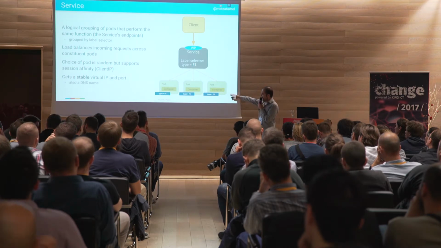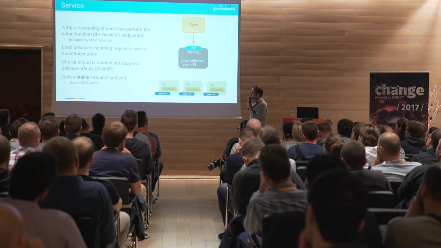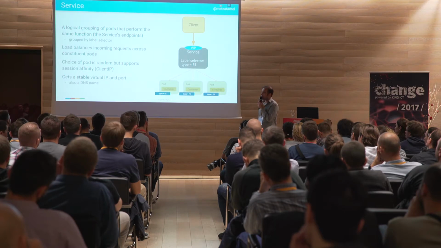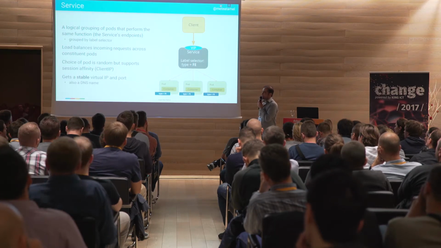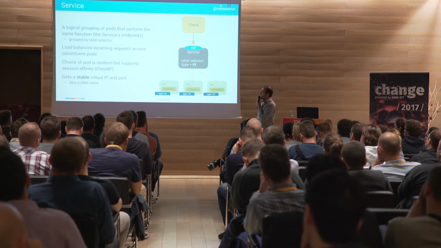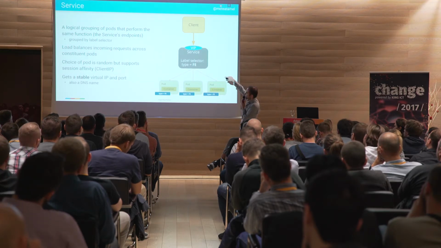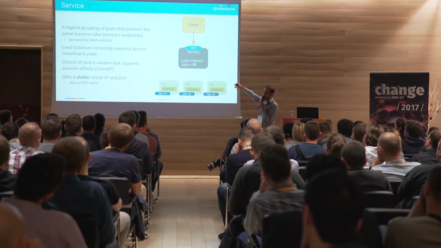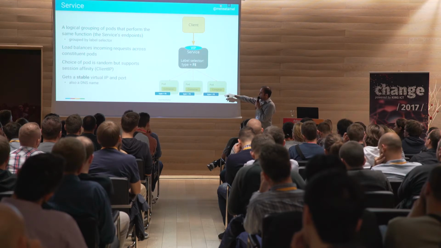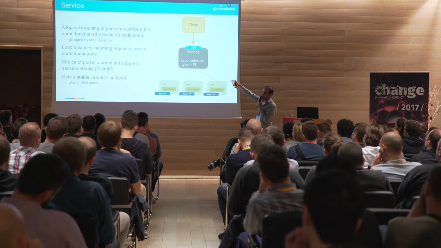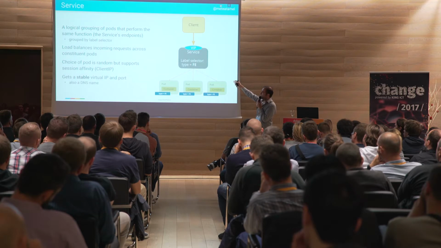So once your pod is running with some labels, you want to make them available to the outside world. So there's something called a service. A service is kind of like a load balancer. You create a service with the selector. So in this case, the selector is type equals FE. And all the pods that have the same label will be serviced by this service, and the service will have a stable virtual IP, and the clients will go through the service to your pods.